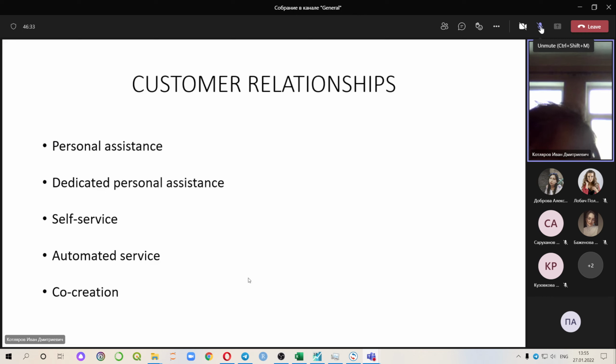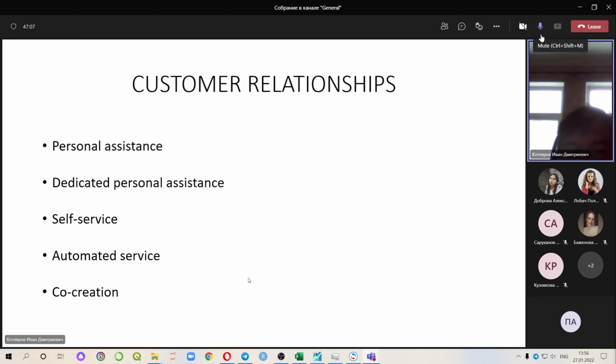Okay, self-service, what is it? It's the structure of a service when the customer services him or herself. Like in some grocery shop where customers are free to take whatever they want and to buy it.